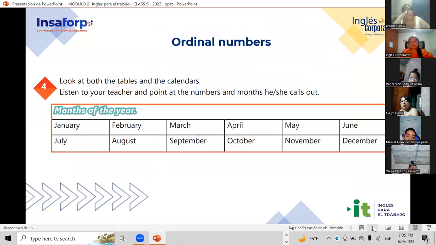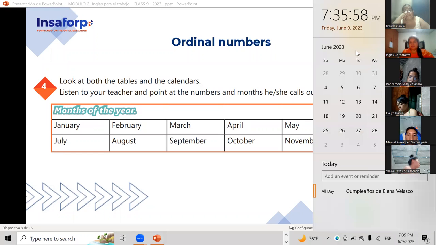Okay. Look at the table. This is the table. And the calendars, okay? Listen to your teacher and point the numbers of the month he or she calls out. Okay, we have here all the month of the year. Can you see my calendars? ¿Pueden ver mi calendario? Yes. Okay, good. So I'm going to point one number and you're going to tell me. Please mute. Voy a ir llamando uno por uno, okay? And you are going to tell me the complete date. For example, today. Okay, today is Friday, June 9th, 2023.